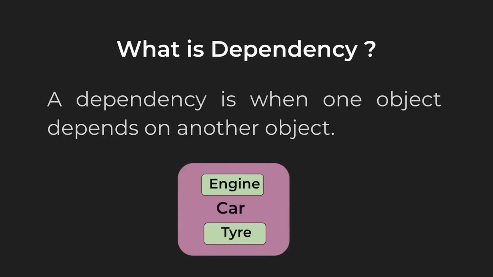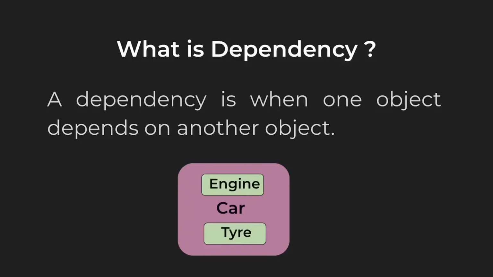What is a dependency? A dependency is when one object depends on another object. Let's take an example of a car manufacturer who is creating their own engines, tires, etc. So here they are dependent on all these other items. Basically, the class car has a dependency of class engine and class tire.